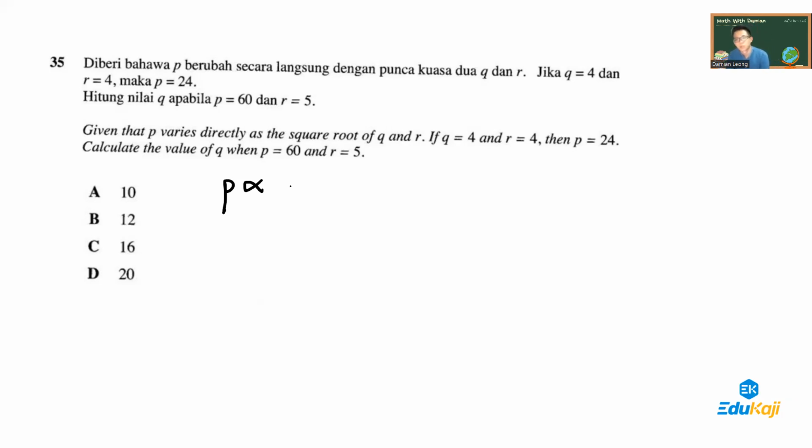Let's see. Square root of Q and R. So the square root of Q is just the square root of Q, and then P also varies directly with R. So P equals K times square root of Q times R.